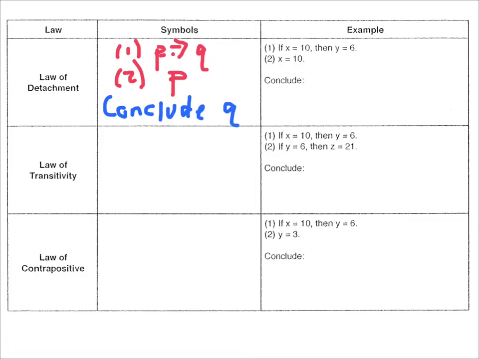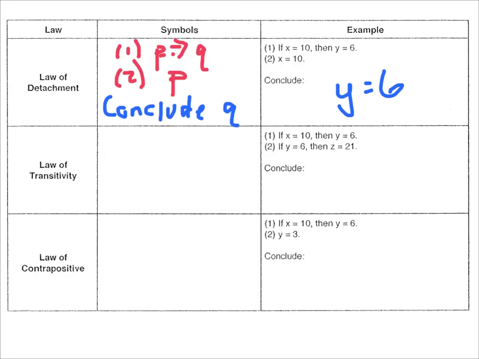Okay, let's look at the example. If x equals 10, then y equals 6. Look at the second statement. X equals 10. Then you can conclude that y equals 6. Okay? Well, it's just a 1-2 class. You guys are a live studio audience right now, so let's keep that in mind. Okay? So, restated P, you conclude Q.